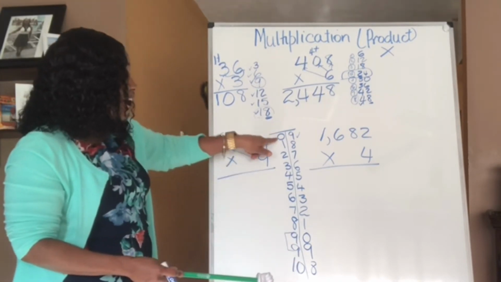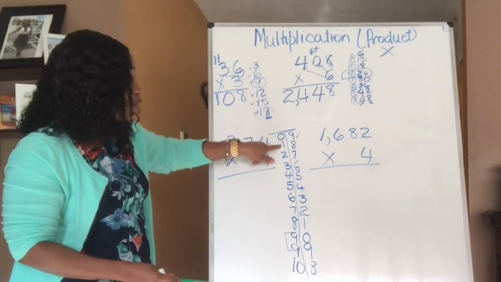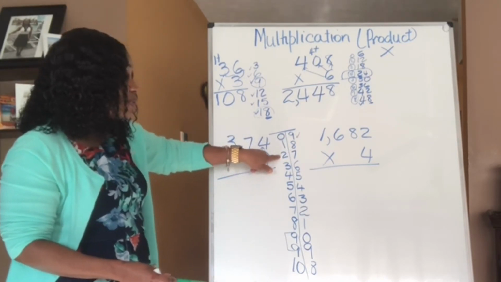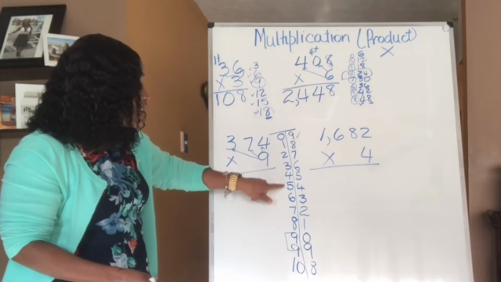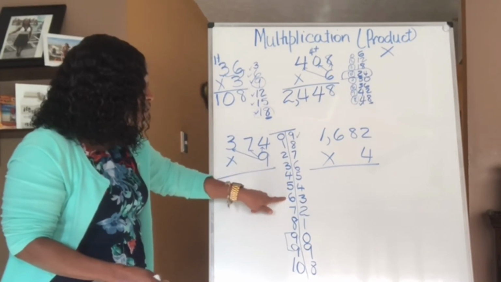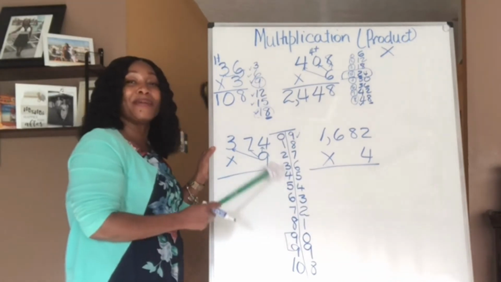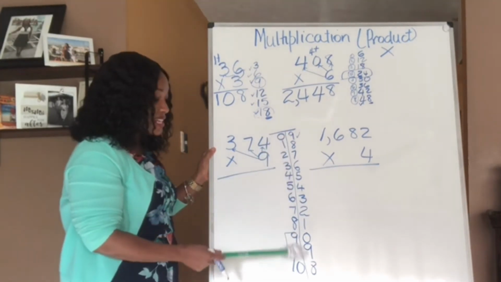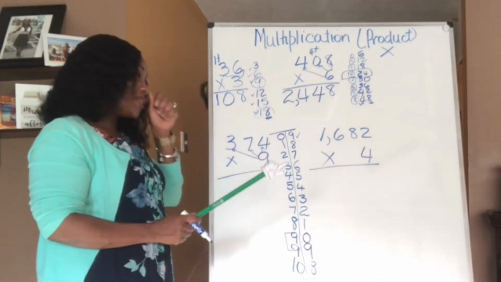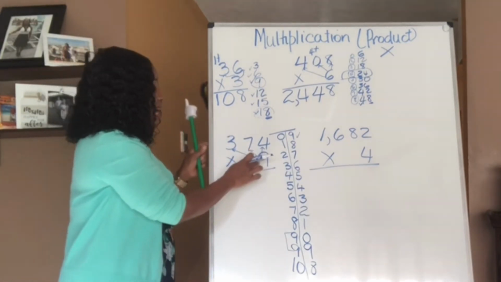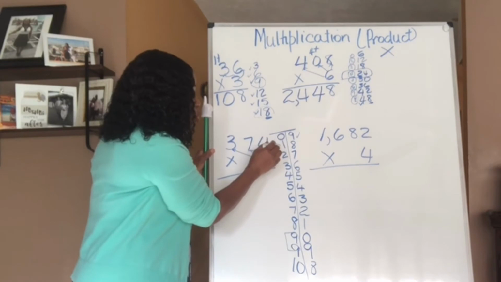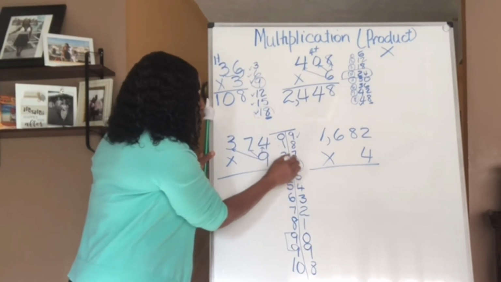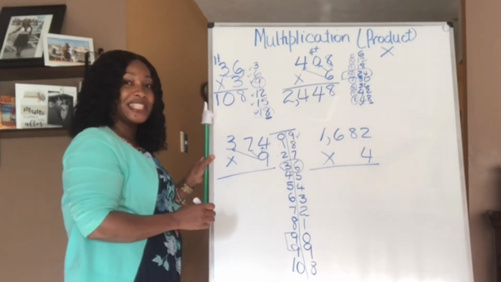So this is 9 ones 9, 9 twos 18, 9 threes 27, 9 fours 36, 9 fives 45, 9 sixes 54, 9 sevens 63. You're multiplying by 9, and this is an easy way for you to do that. So now we need 9 times 4. So all we have to do is count 1, 2, 3, 4. So 9 times 4, that's 36.